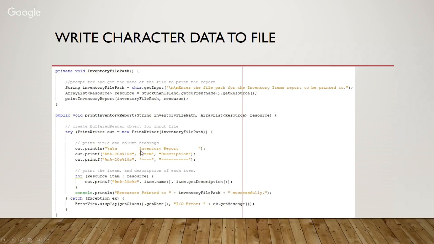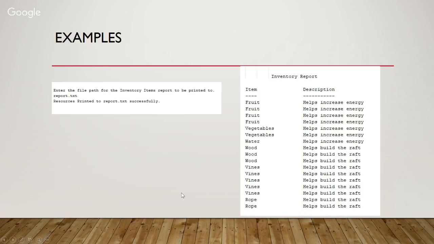So we go ahead and set up the basic formatting here, and it's going to use, like we talked about before, a for statement to go through and get the name and the description for that resource item nutrition, and then it's going to print it out, and it's going to tell us if it successfully printed. So here we can see enter the file path for the inventory item report to be printed to, report.txt, and resources printed to report.txt successfully. And we can see here that is the item and the description and how many. So that's pretty cool.